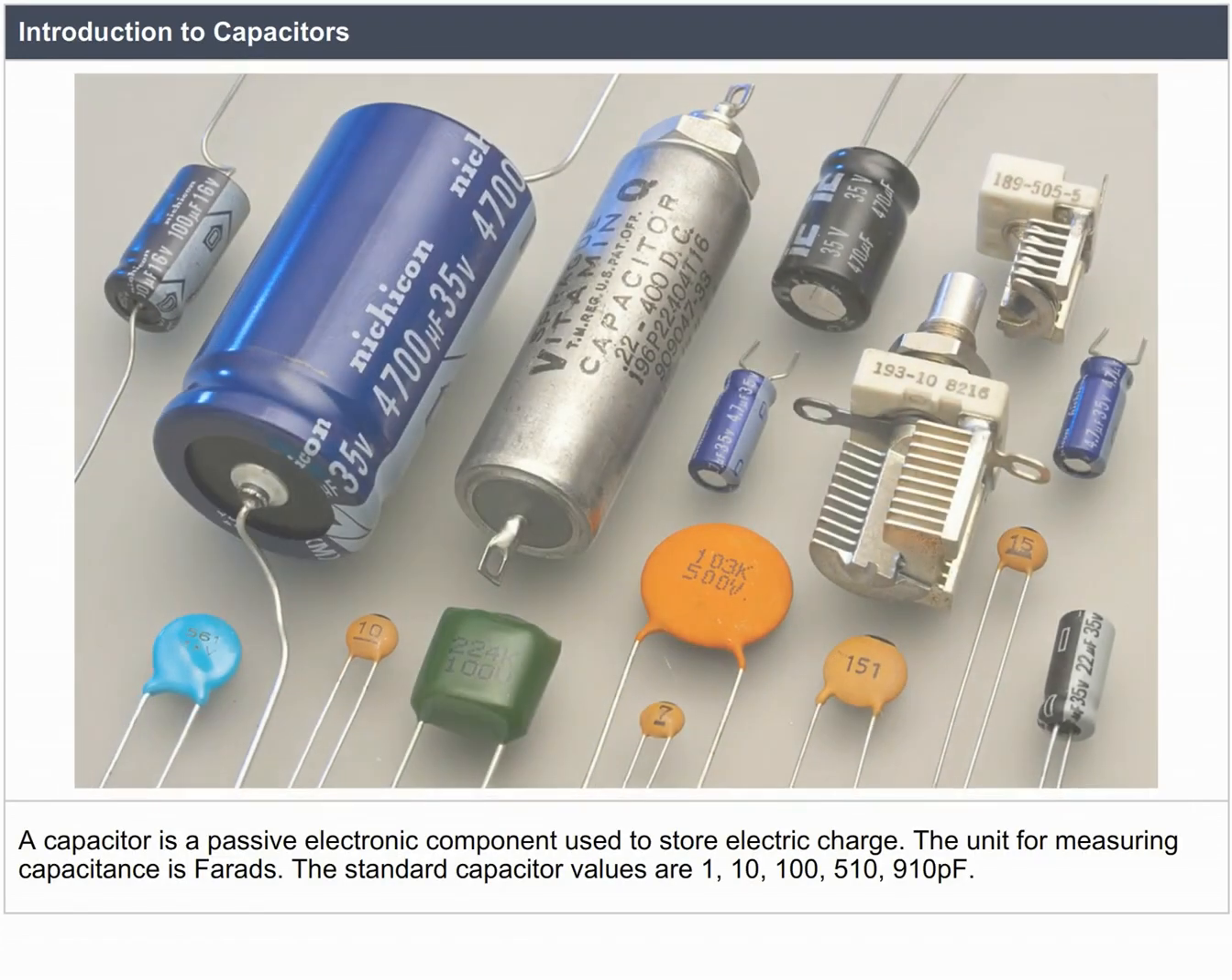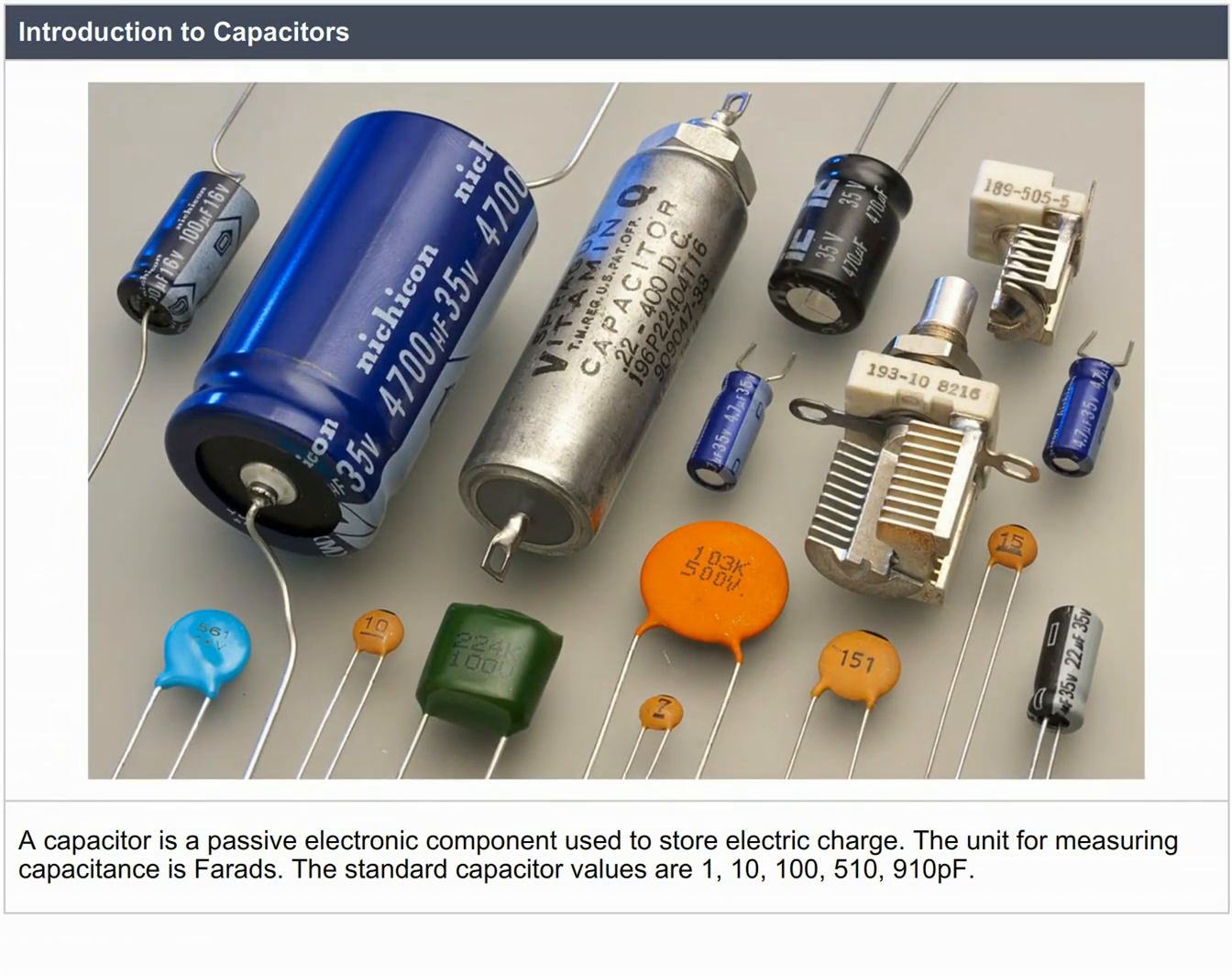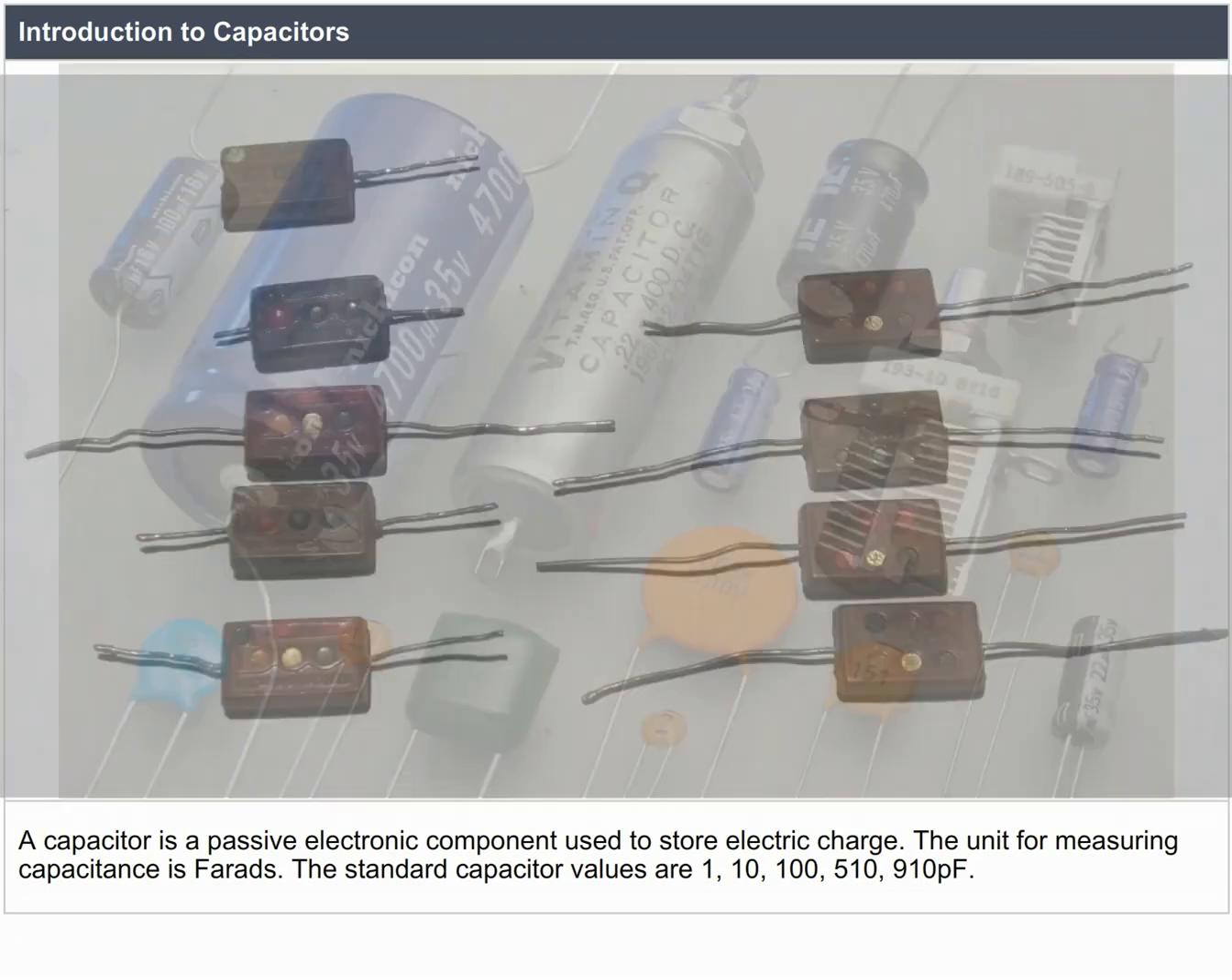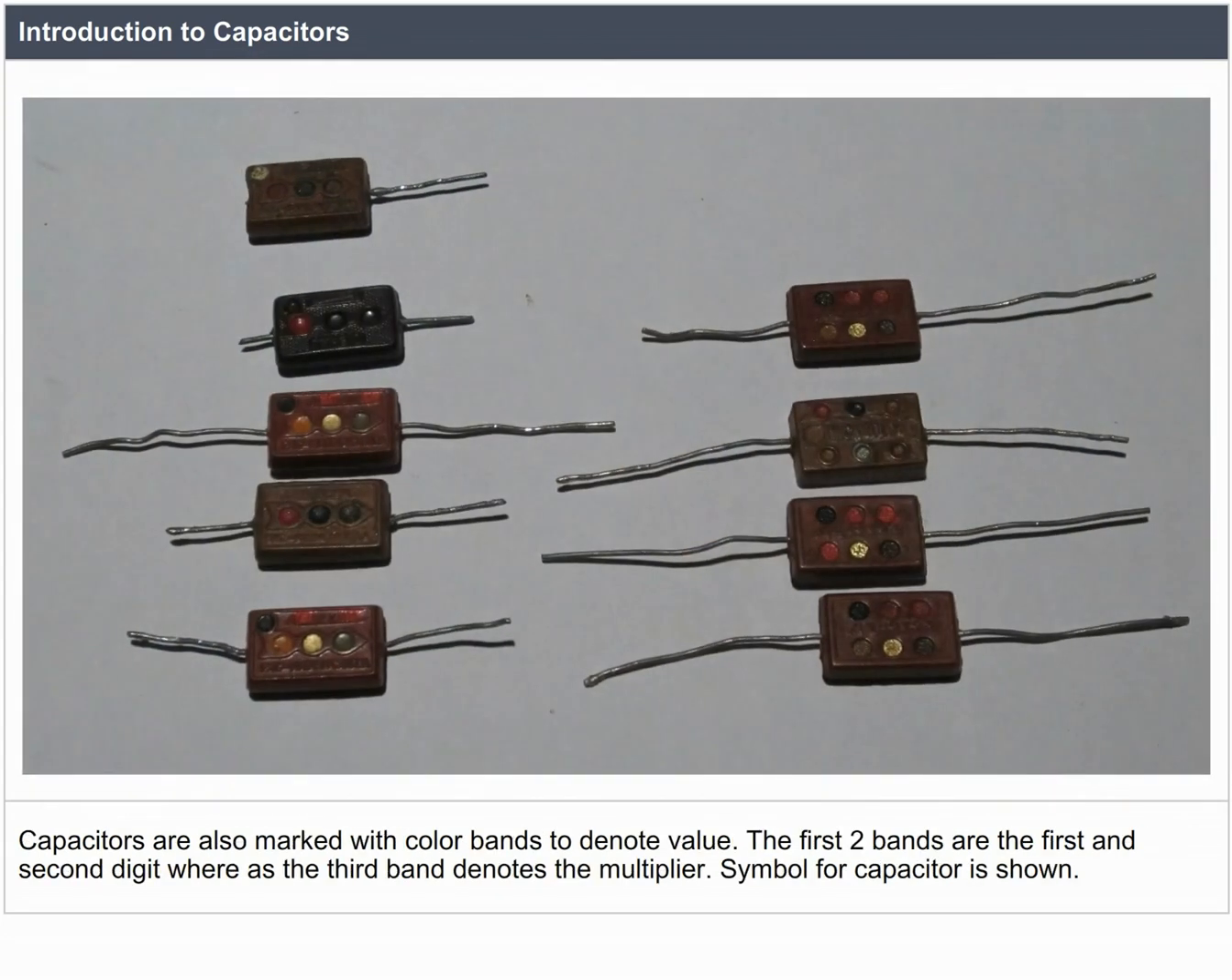Introduction to capacitors. A capacitor is a passive electronic component used to store electric charge. The unit for measuring capacitance is farads. The standard capacitor values are 1, 10, 100, 510, 910 picofarads. Capacitors are also marked with color bands to denote value. The first two bands are the first and second digit, whereas the third band denotes the multiplier. Symbol for capacitor is as shown.